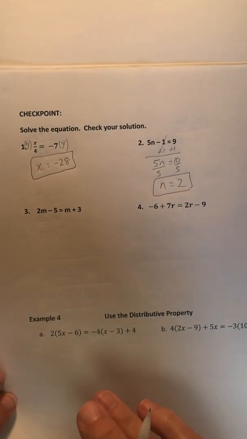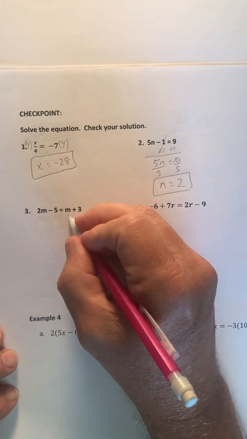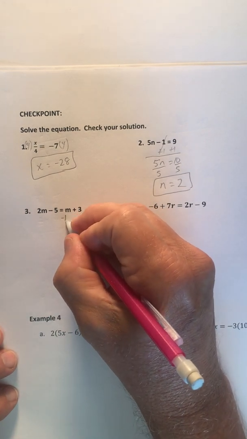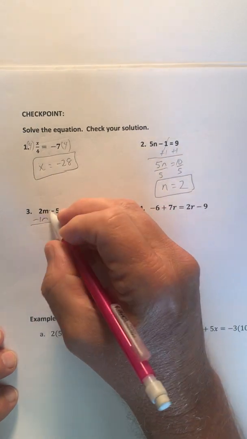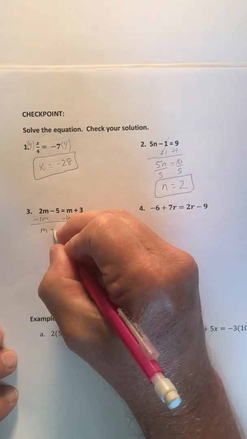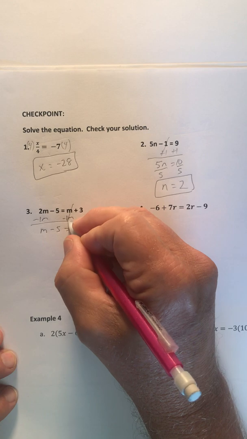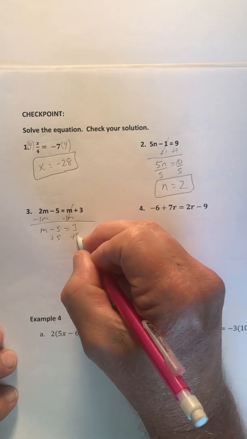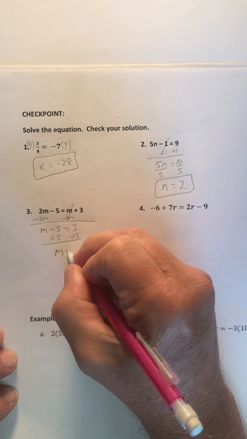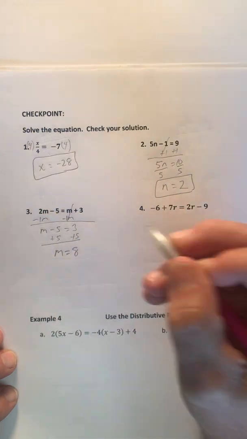All right, number 3 is one with variables on both sides, so I'm going to move this m, so I'm going to subtract 1m, subtract 1m. It gives me m minus 5 equals, they cancel out 3, and then I'm just going to add 5. And I get m equals 8.